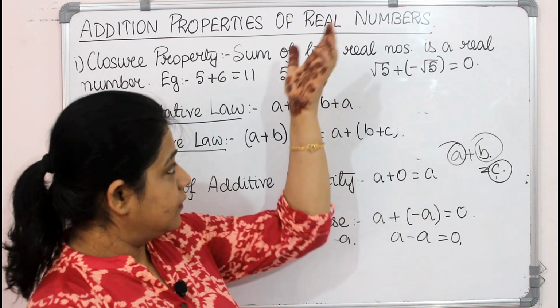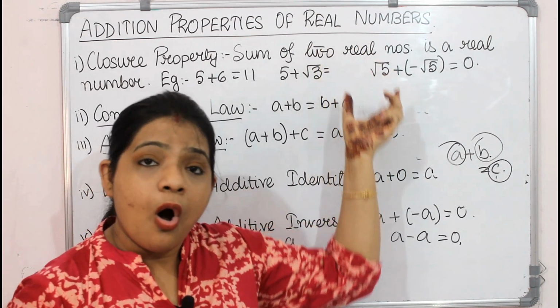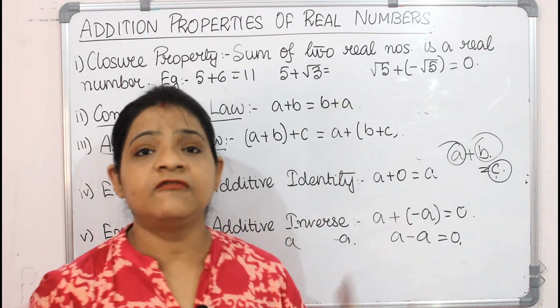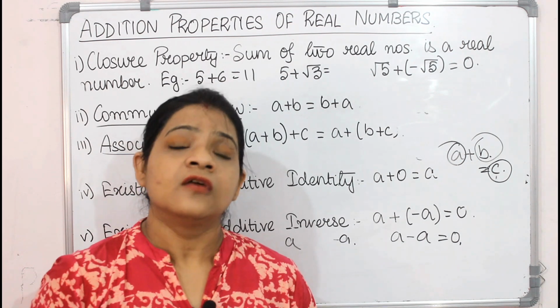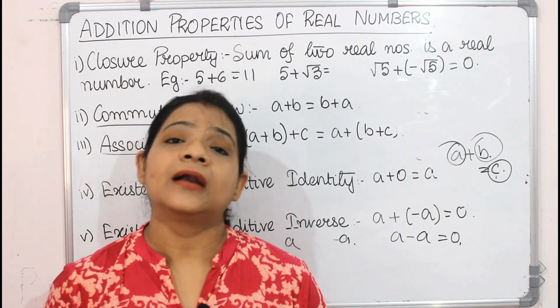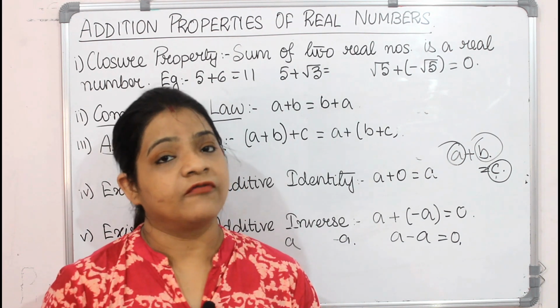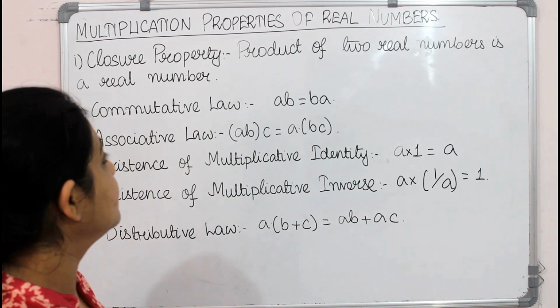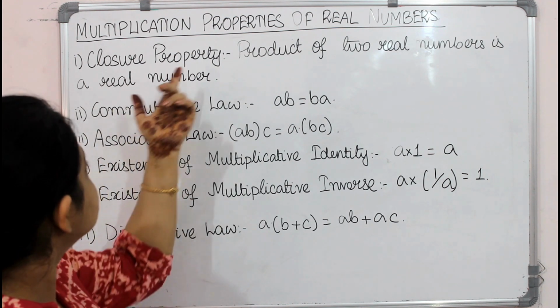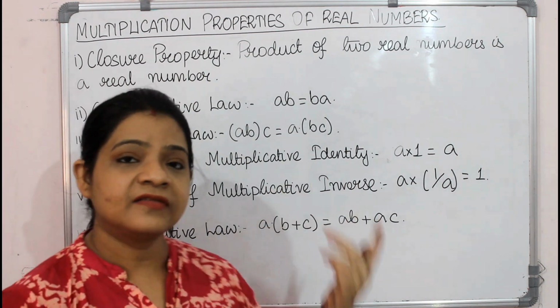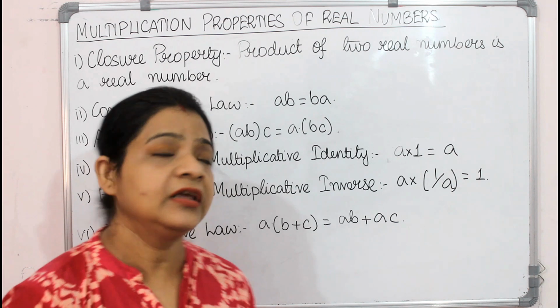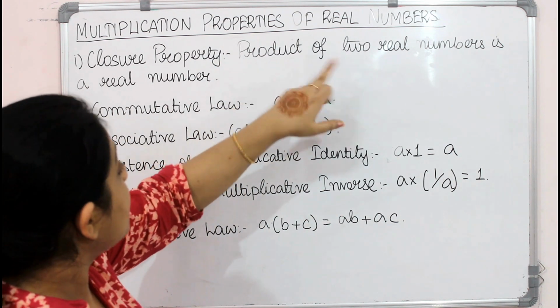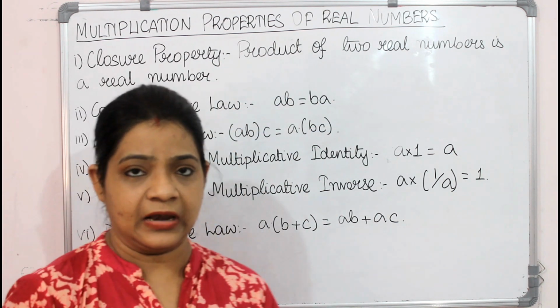So real numbers follow all these additive properties. Okay, so let's look into the multiplicative properties of real numbers. These are the multiplication properties of real numbers. First is the closure property, similar to the additive property. The product of two real numbers is a real number.